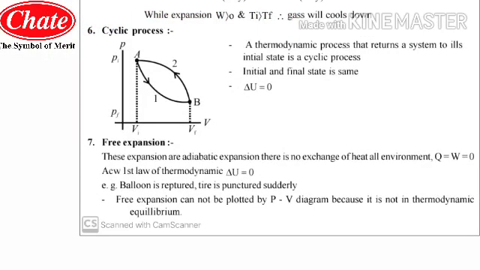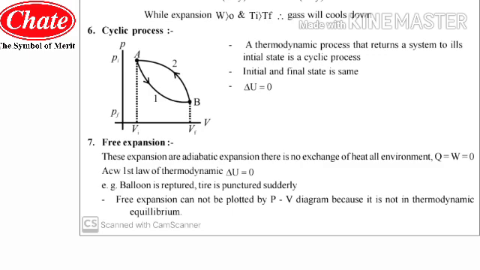The next process is the cyclic process. A thermodynamic process that returns a system to its initial state is a cyclic process. I will repeat one more time: a thermodynamic process that returns a system to its initial state, meaning after any path it comes back to its initial position, then we can say it is the cyclic process.